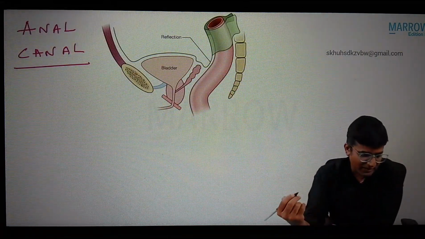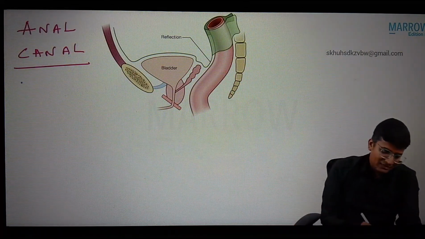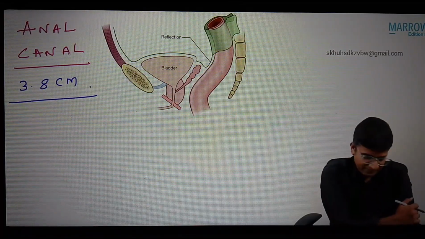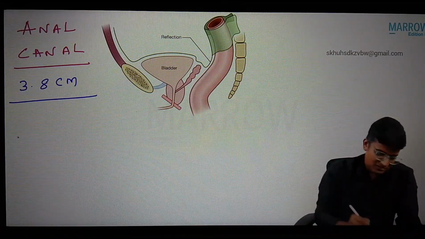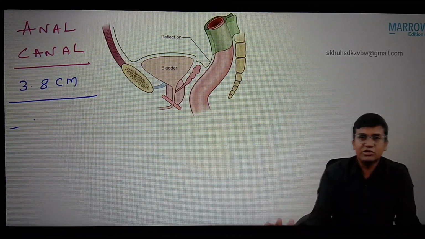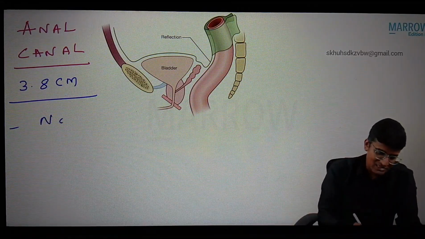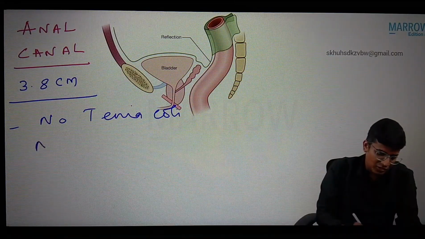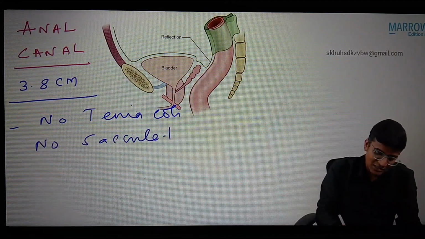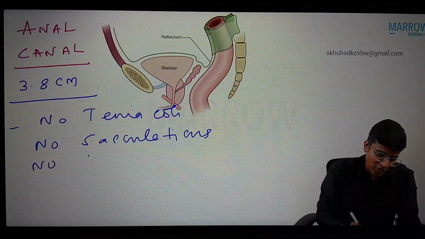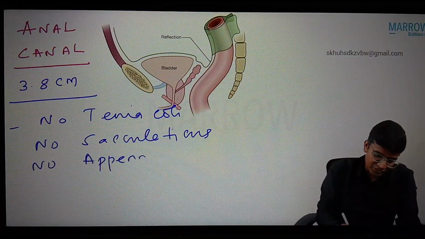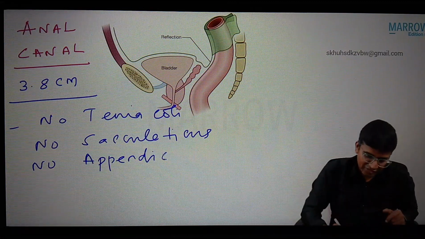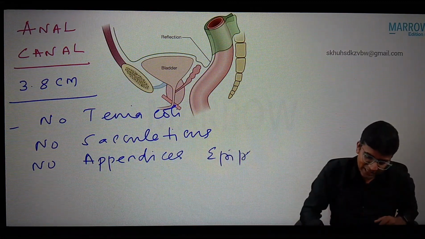So now we're going to discuss the anal canal. The anal canal roughly measures about 3.8 centimeter. Now, the anal canal does not have the features of the large intestine. That means the anal canal does not have taenia coli, no haustrations, and no appendices epiploicae. So unlike the other parts of the large intestine, the anal canal does not have any of these features.